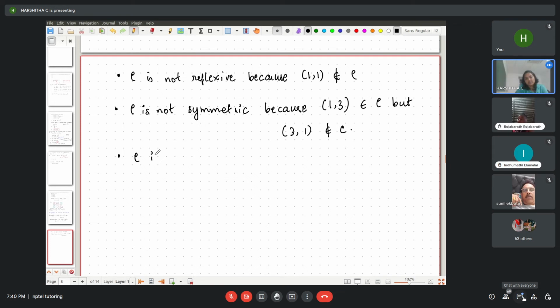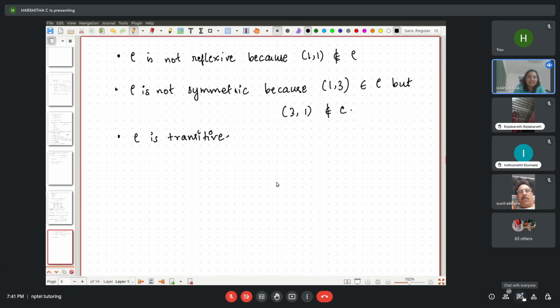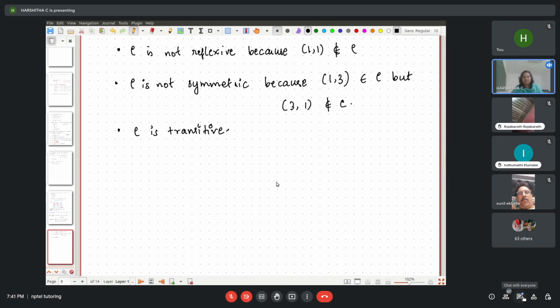And rho is in fact transitive. So you only have one element which is 1 comma 3. So what does transitivity say? That if you have two elements like this, where one of them, the ending or the second coordinate is the same as the first coordinate of the other, then A comma C should belong to it. But our relation just has one element. So this hypothesis itself is not satisfied by any set of elements. So it kind of trivially becomes transitive. And of course, it's not an equivalence relation because reflexive and symmetric is not there.